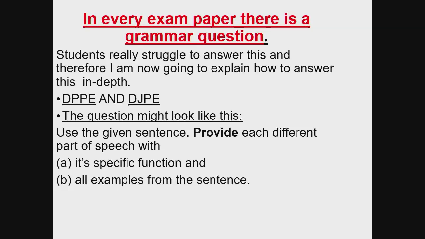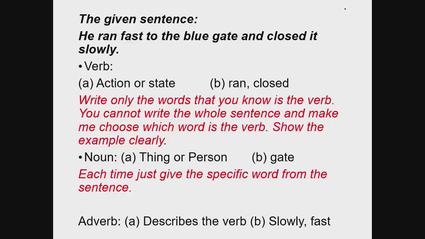All examples. So firstly, you must tell me what is the function of this in number A. And then in number B, go to the sentence that I give you and look for all the examples of this in the sentence. The given sentence: He ran fast to the blue gate and closed it slowly.